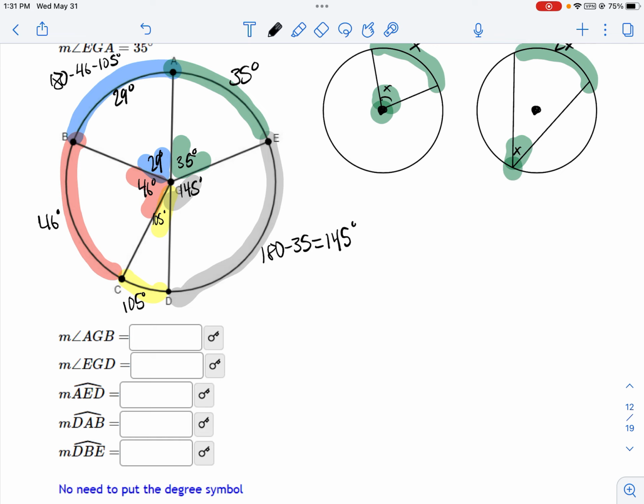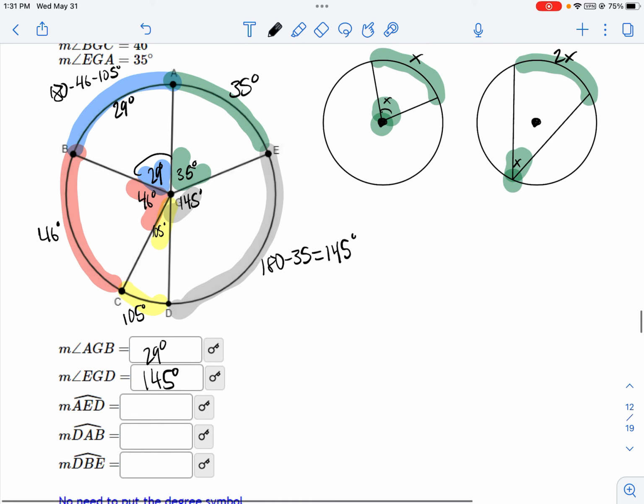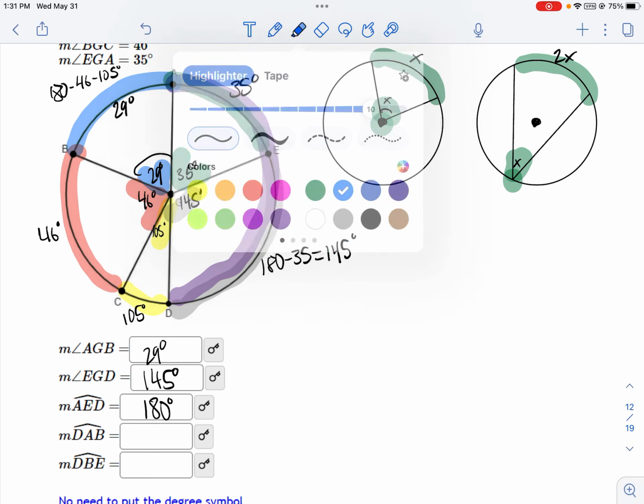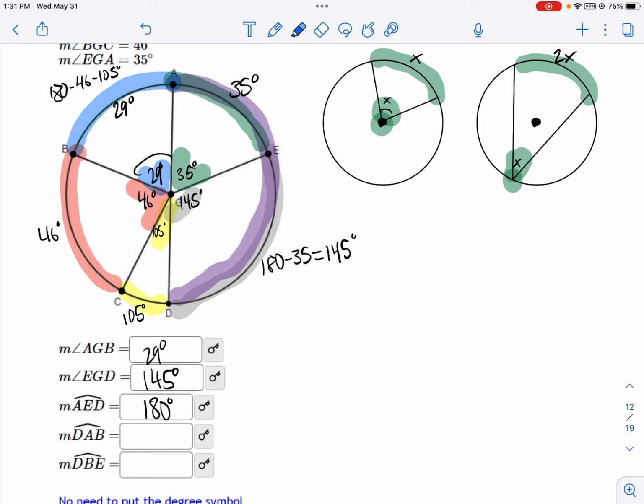So now let's just write it in our answer box. So the angle of AGB, so A to G to B, is going to be our little blue angle there, 29 degrees. EGD is a little gray angle right there, it's 145. Alright, AED, we'll notice is an arc, so we go from A to E to D, which is just part of your diameter there. That's 180 degrees. Then next we have DAB. So D to A to B. It's going to be that whole section right there.